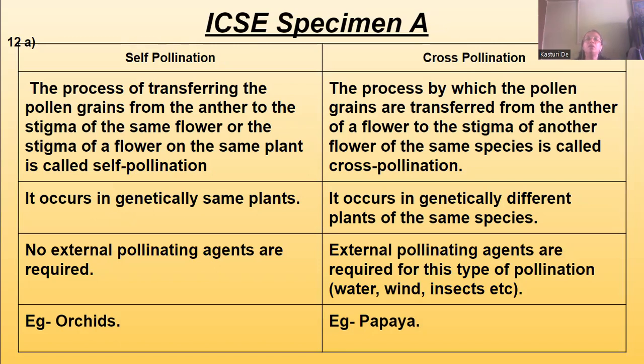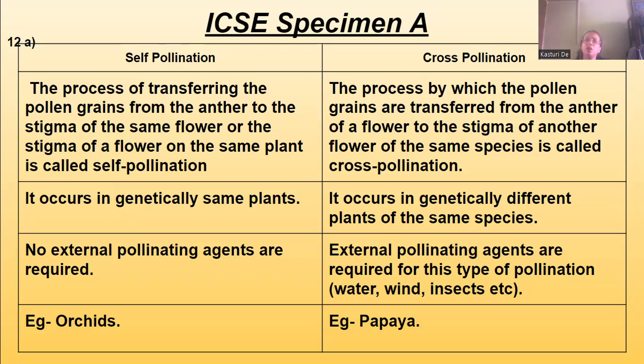Self-pollination occurs in genetically same plants, and cross-pollination occurs in genetically different plants of the same species. With self-pollination, no external pollinating agents are required, whereas cross-pollination always depends on some external agent. It may be biotic or abiotic. Examples of self-pollination are orchids, and of cross-pollination, papaya.